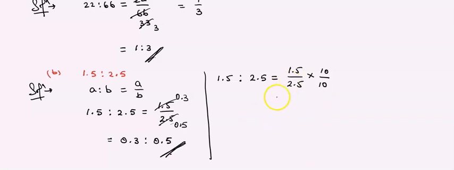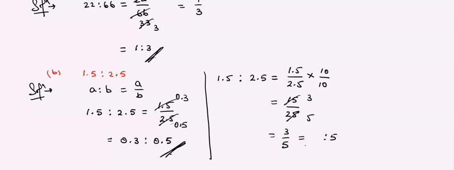In case you multiply 1.5 into 10, it becomes 15. 2.5 into 10, it becomes 25. Okay, now as you can see, 5 3s are 15, 5 5s are 25. Are you getting my point? Now can you tell me which is the correct answer out of these both? Here we get 0.3 to 0.5, but here we are getting 3 by 5. 3 by 5 can also be written as 3 is to 5.